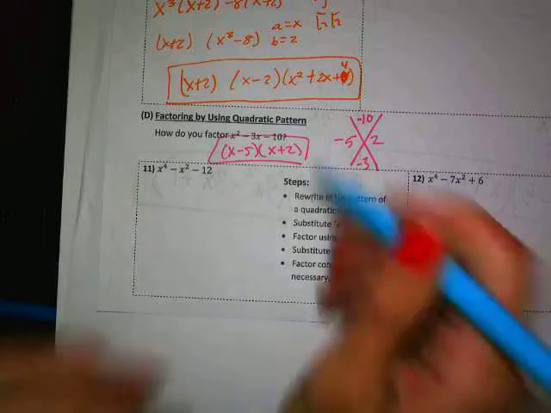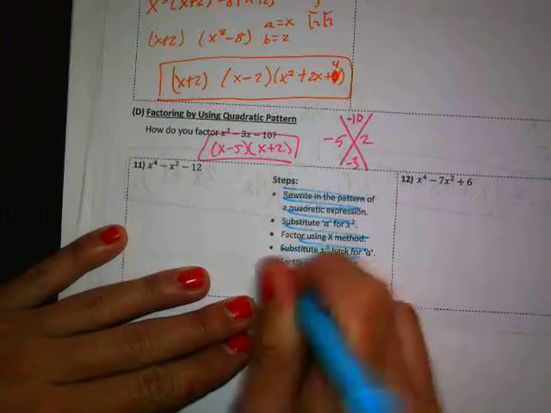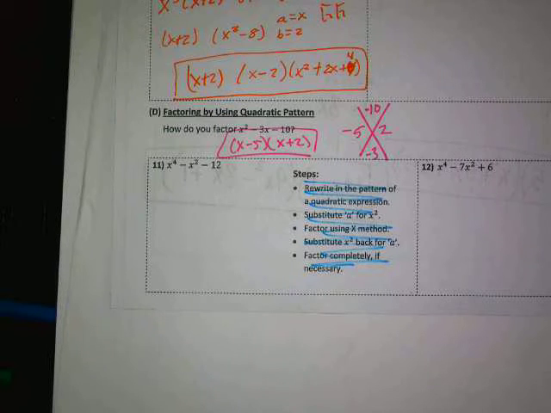All right. I don't like these steps here, so you can cross them out if you want. I think they're confusing. Do you have whiteout? I do. I'll get you some here in a second.